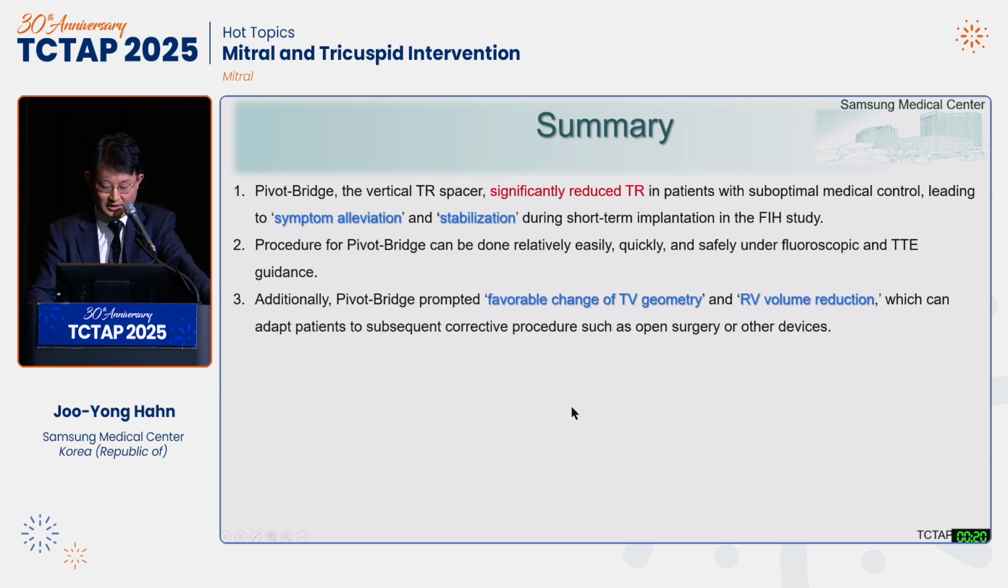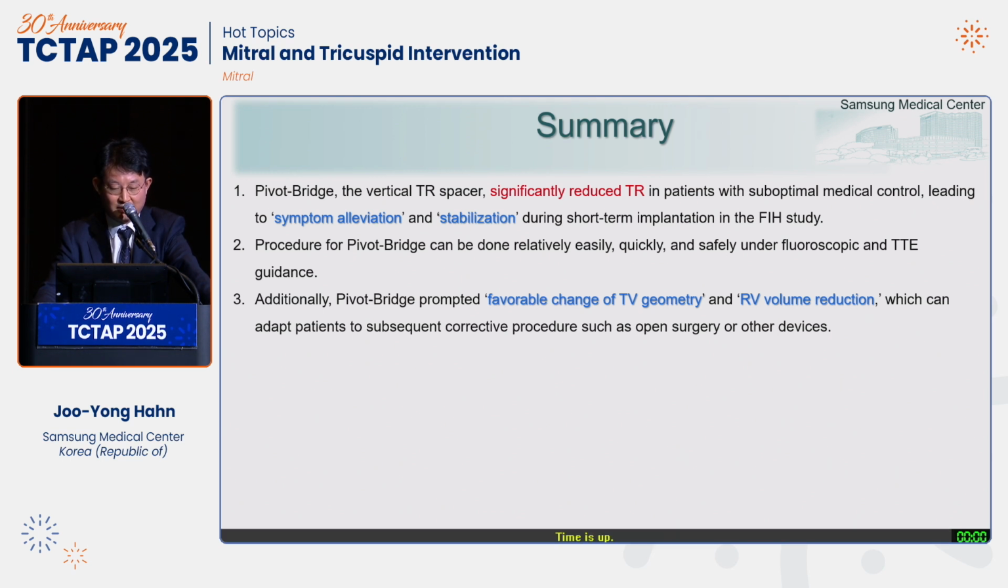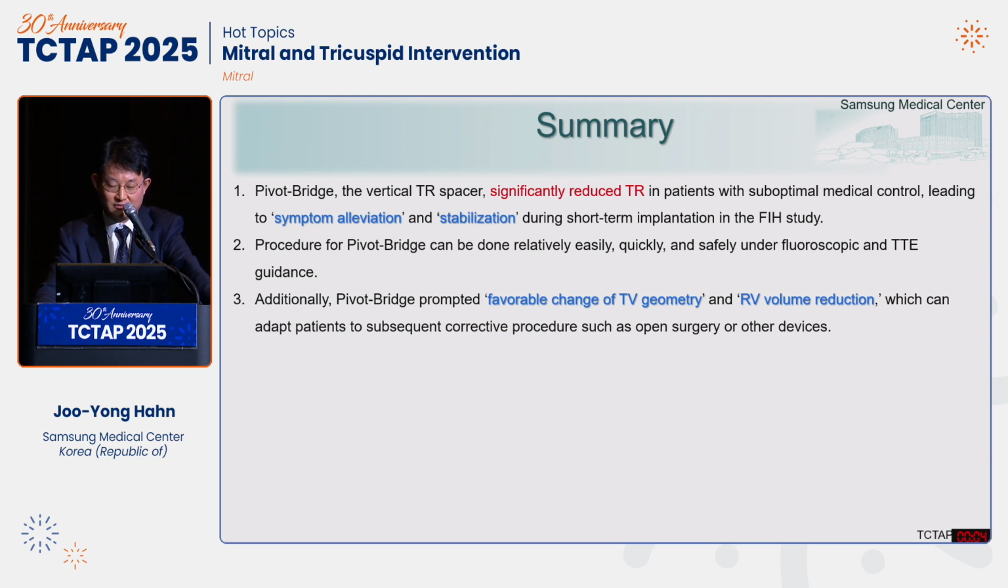In summary, Pivot Bridge, the vertical TR spacer, significantly reduced the TR in patients with suboptimal medical control, leading to symptom alleviation and stabilization during short-term implantation in this first-in-human study. The procedure for Pivot Bridge can be done relatively easily, quickly, and safely under fluoroscopic and TTE guidance.